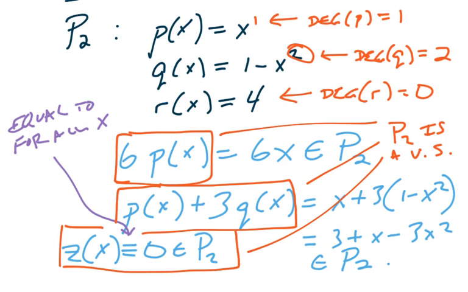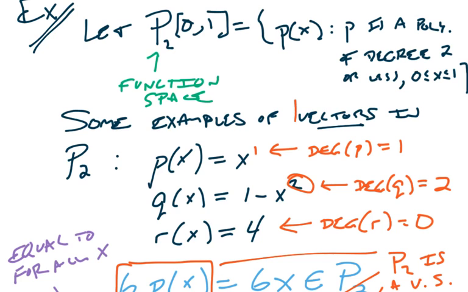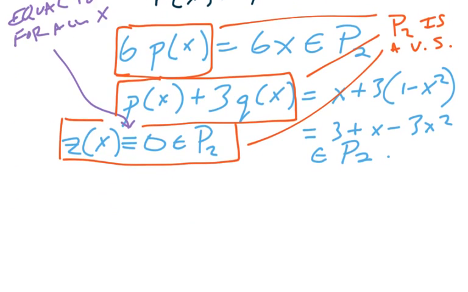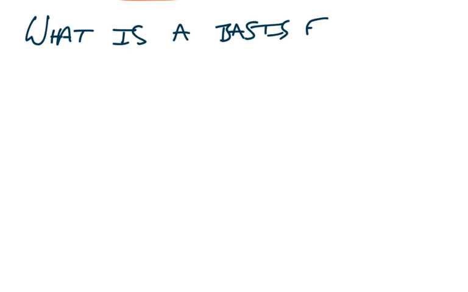Alright, in other words, that means that we can refer to the things inside of P2, namely all of these quadratic or linear or constant polynomials, as vectors, which I did right there. Alright? So, the idea that I wanted to introduce here is the idea that P2 is a vector space, and we've just been talking a lot about bases, so let's ask a simple question. What is a basis for P2?